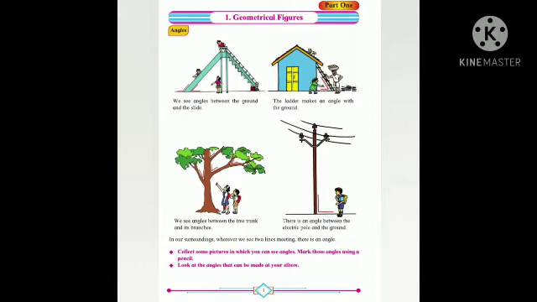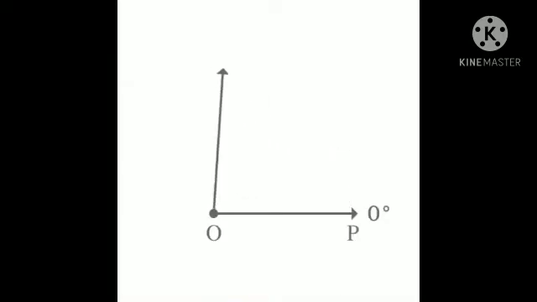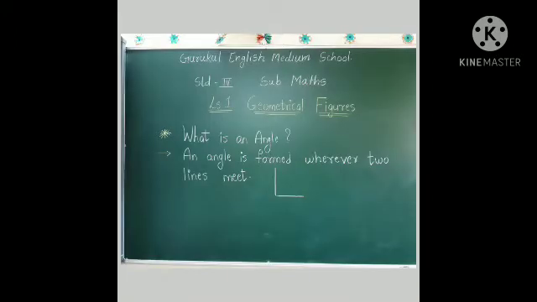Here I present a picture in front of you. Go through it. Students, when we go to the park, we see many things. For example, slides. Here in the first picture, a slide is shown. We see angles between the ground and the slide. First of all, we will see what an angle is. An angle is formed wherever two lines meet. Here you can see the angle which is shown in red highlights.